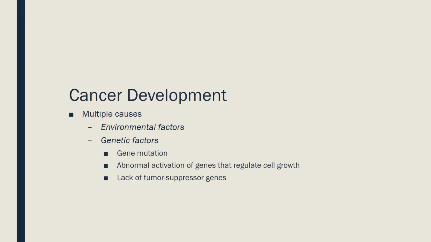So cancer develops, there's multiple causes, and we realize that. Environmental factors, exposures to chemicals, cigarette smoking, too much sun. So we know there's lots of different environmental factors out there. There's genetic factors as well. That's why we ask the question, do you have a family history of cancer?